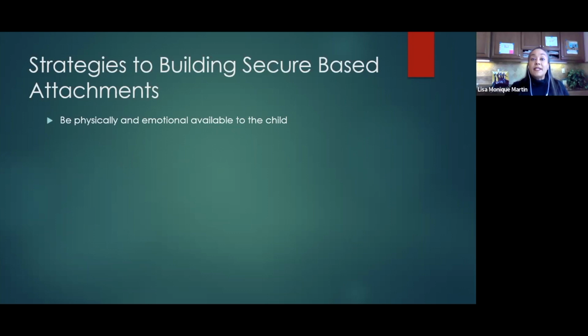Physically available means that we are physically present. We are in the room, we are there. Emotional availability means that we are putting a heart investment into the well-being of the child. We're going to fall in love with them. We're going to like them. Because the attachment is reciprocal. It's a give and take in the relationship.